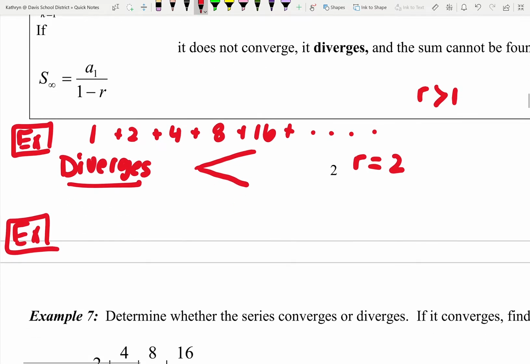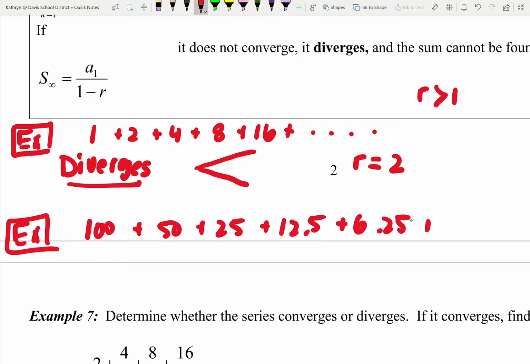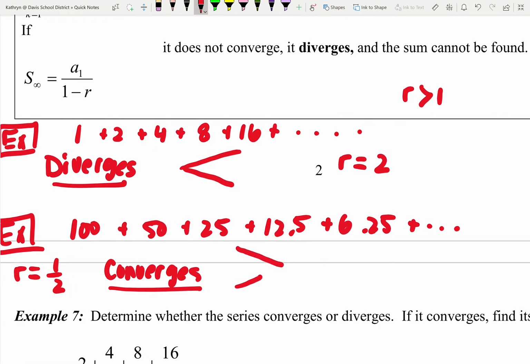Okay, look at this one. 100 plus 50 plus 25 plus 12.5 plus 6.25 plus blah, blah, blah. Now here's where it gets maybe a little confusing to understand. Someone tell me what my ratio is. It's 1/2. I'm dividing by 2, right? So imagine this. My ratio is less than 1, so that is called converges. The picture looks like this. Look, the numbers start big and they get smaller and smaller and smaller. It's coming down to a point because they're getting teeny, teeny, tiny.